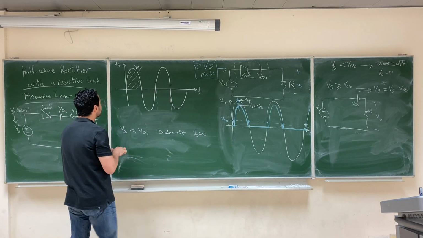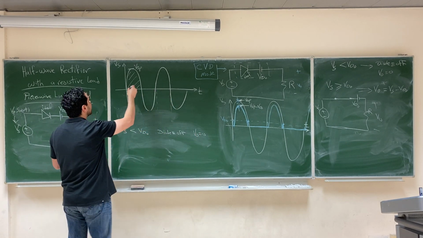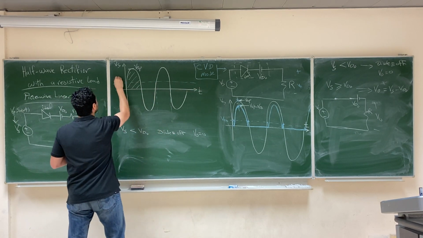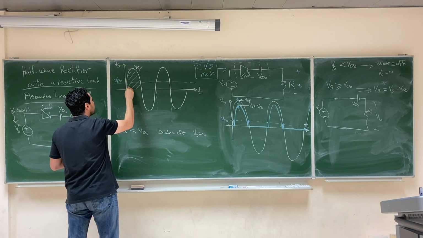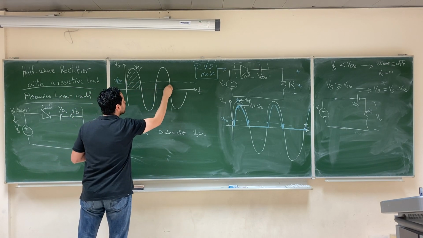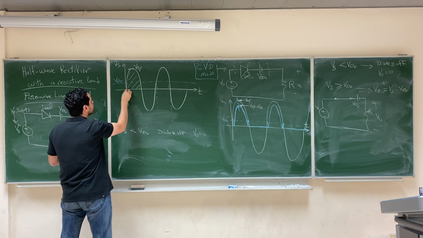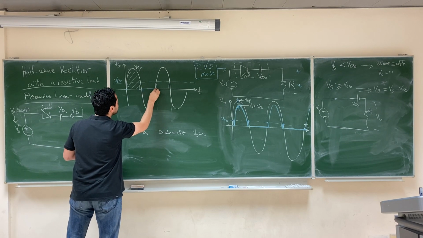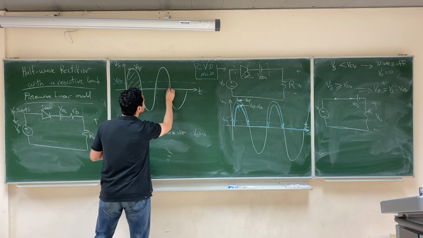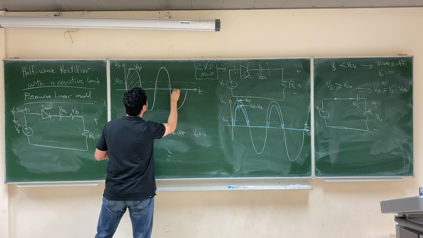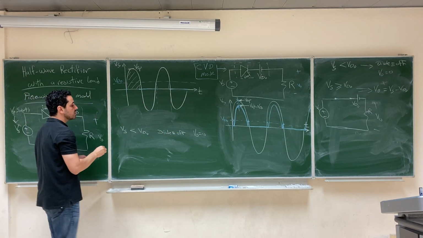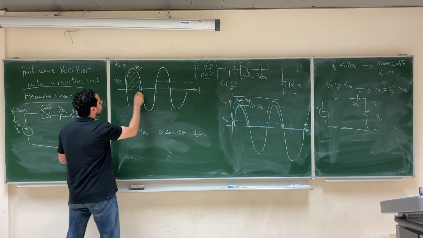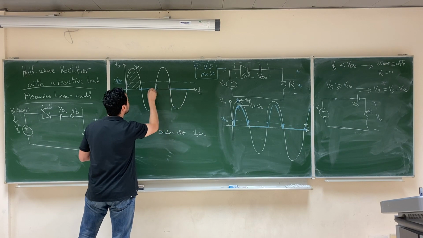So again, it will happen something similar to what happened there in the constant voltage drop model. As long as Vs is smaller than VDO, the output will be 0, and the diode is off. So in this region, the output will be 0.